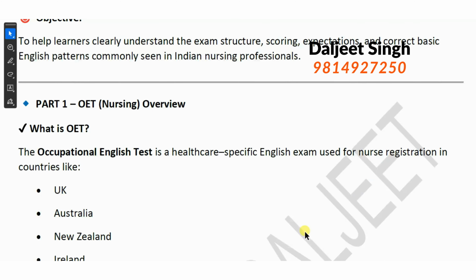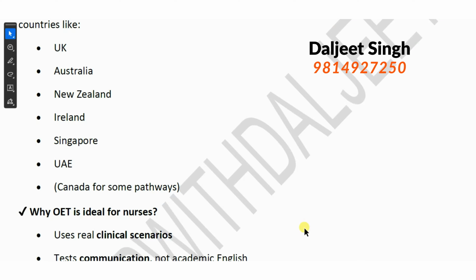So let's understand part one, that is the OET nursing overview. This is basically for the nurses. What is OET? OET stands for Occupational English Test. It is a healthcare-specific English exam used for nurses' registration in a country. If nurses want to go to the UK, Australia, New Zealand, Ireland, Singapore, UAE, or Canada for some pathway programs, they must take OET.